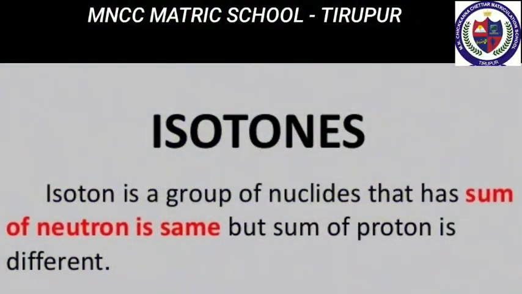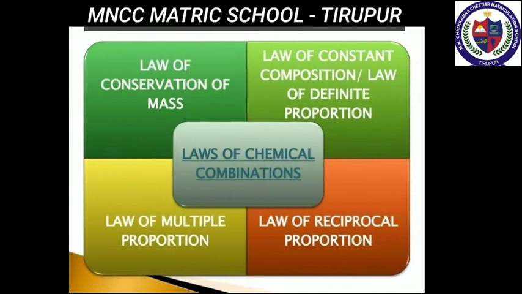Next we move to isotones. Atoms of different elements with different atomic numbers and different mass numbers but with the same number of neutrons are called isotones. For example, boron and carbon have the same number of neutrons but different atomic number and mass number. Next we move to laws of chemical combination.